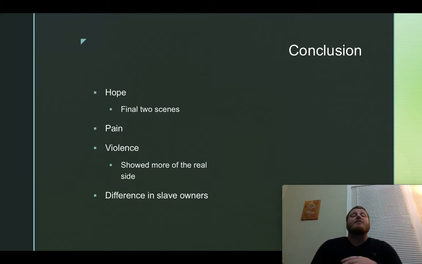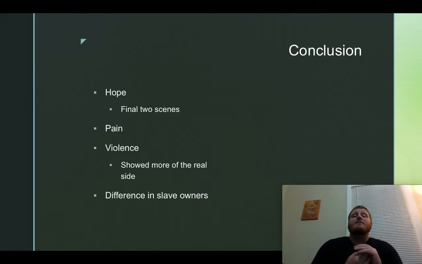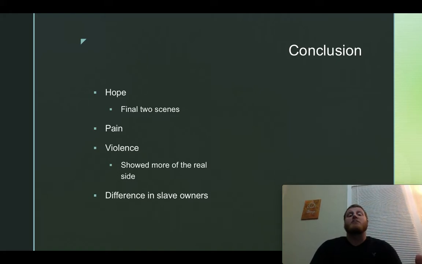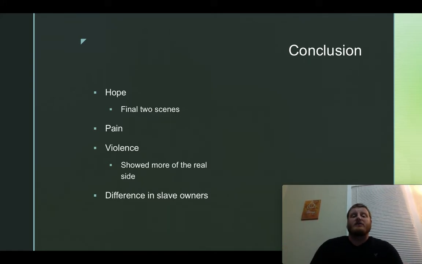And once again, I also found that the film was very interesting when it showed the differences between the slave owners. I have discussed this in discussions and in my papers before, that sometimes films show that slave owners were all completely brutal and completely horrible, when a lot of them were, but some were not so much. There was a degree of difference between different slave owners, and I thought this film showed that within its slave owners as well, which I thought was very interesting.